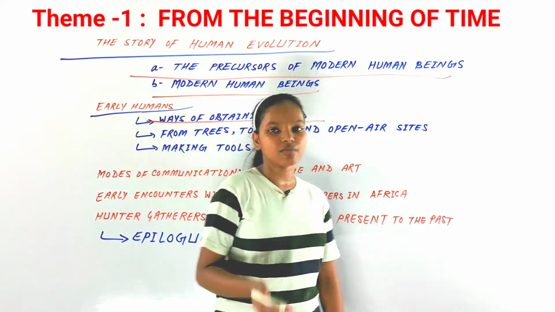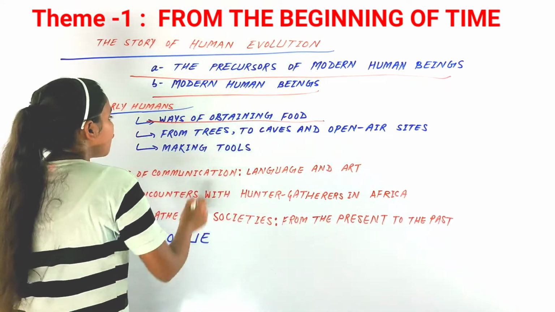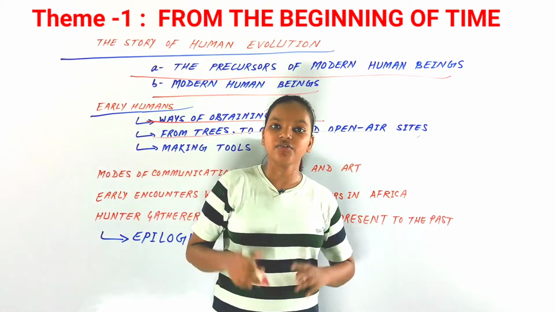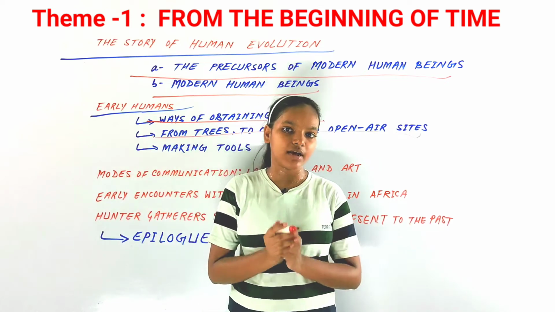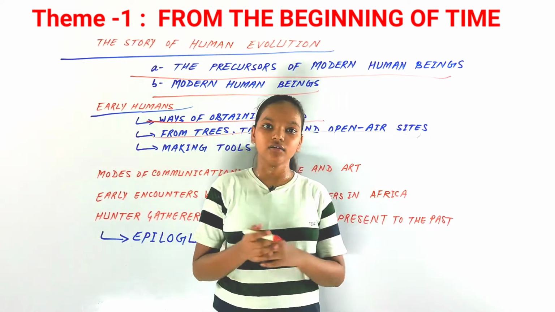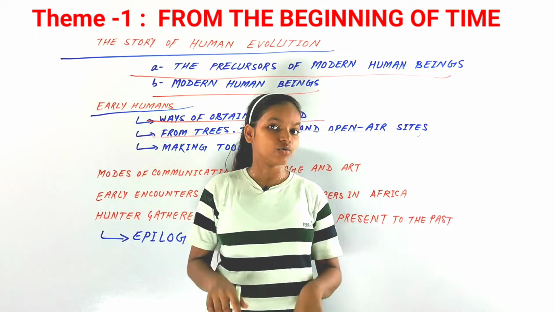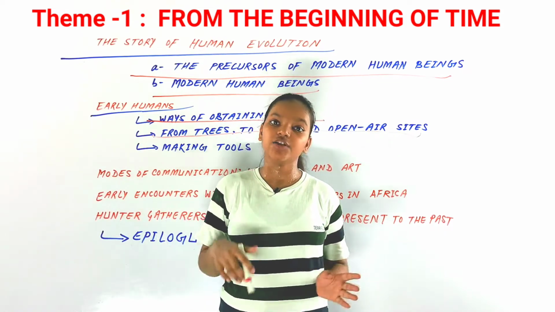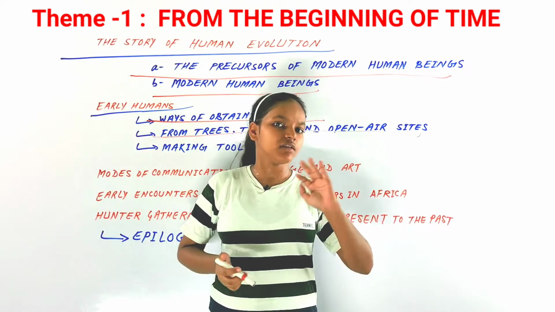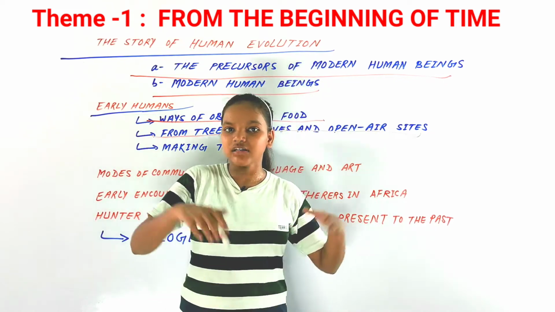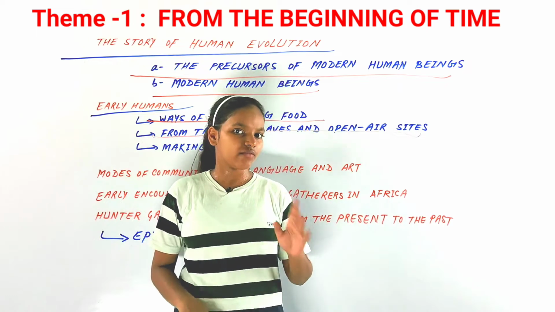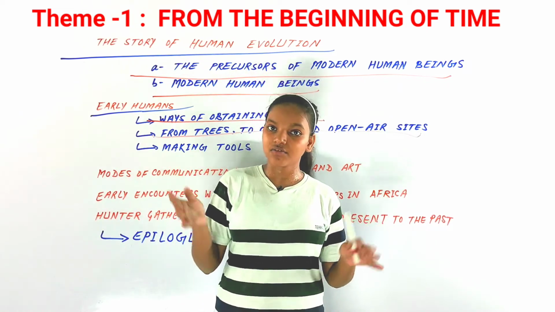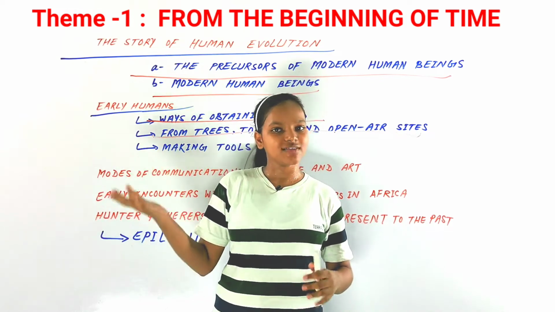After that, we have the next subtopic about the early humans: from trees to caves and open air sites. Now, as you already know, the early humans used to live on the trees, naturally, but how did the changes come about? We have found evidence at sites about their living and their shelters in caves and open air sites as well.